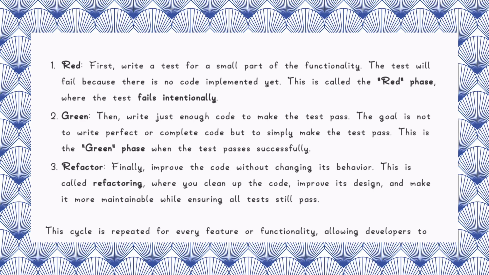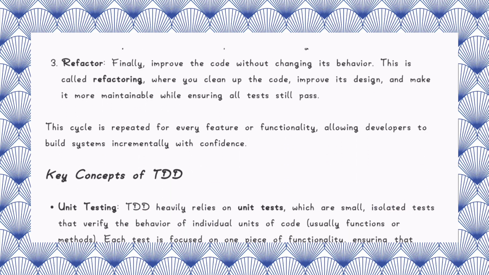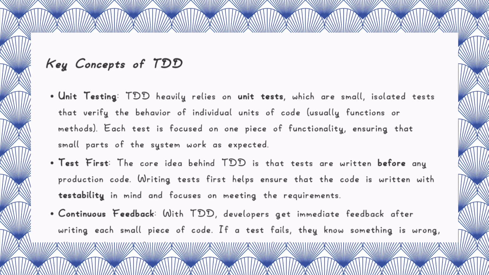3. Refactor. Finally, improve the code without changing its behavior. This is called refactoring, where you clean up the code, improve its design, and make it more maintainable while ensuring all tests still pass. This cycle is repeated for every feature or functionality, allowing developers to build systems incrementally with confidence.